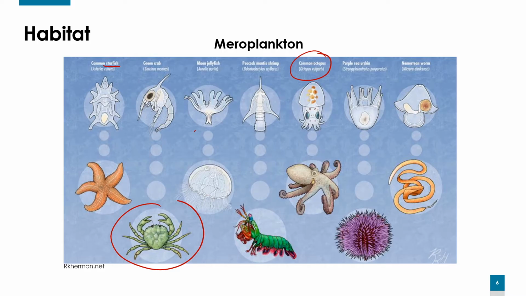These different categories, holoplankton and meroplankton, help us to better understand the different size classifications for the different types of zooplankton, and why some stay in the planktonic state and why others mature and grow and become larger.